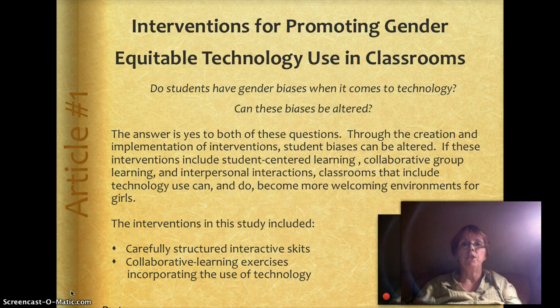Interventions for promoting gender equitable technology use in classrooms was my first article. The question here is, do students have gender biases when it comes to technology, and can these biases be altered? The answer, according to this article, is yes to both of these questions. Through the creation and implementation of interventions, student biases can be altered.